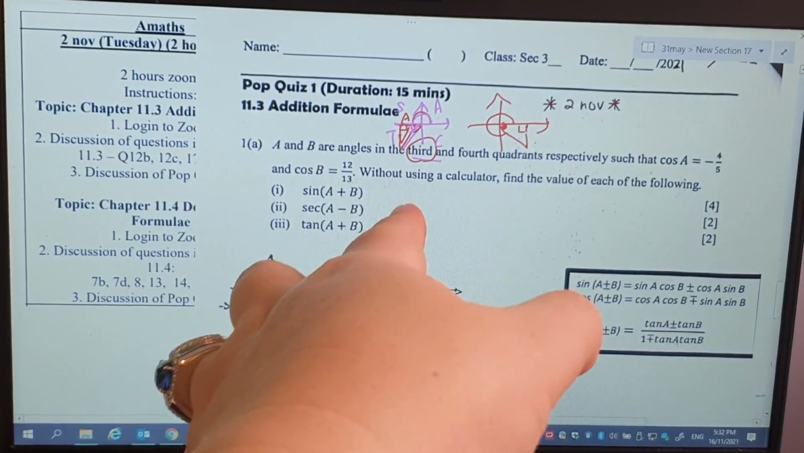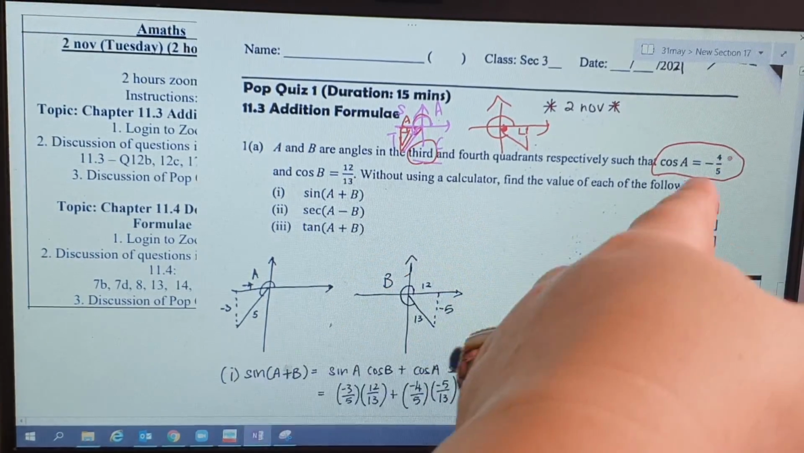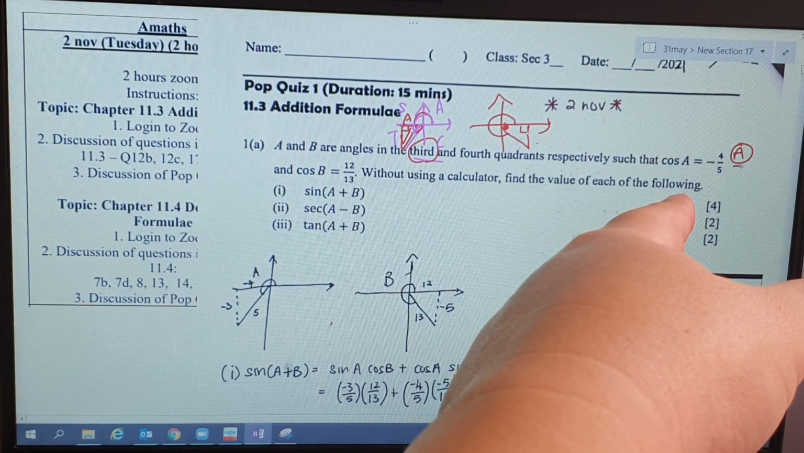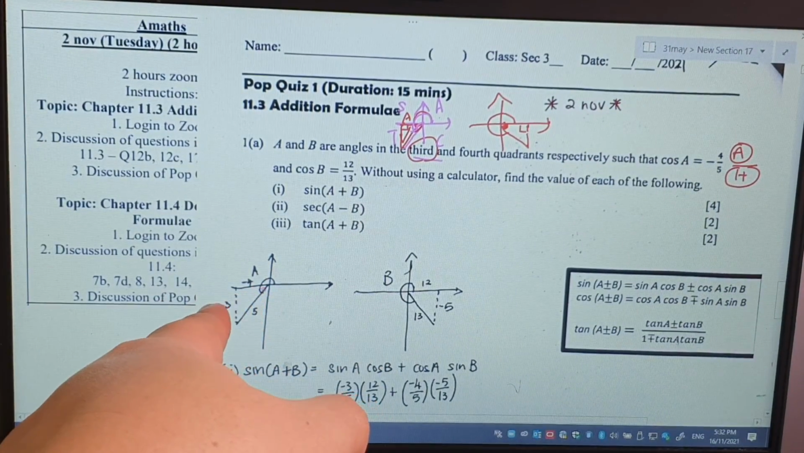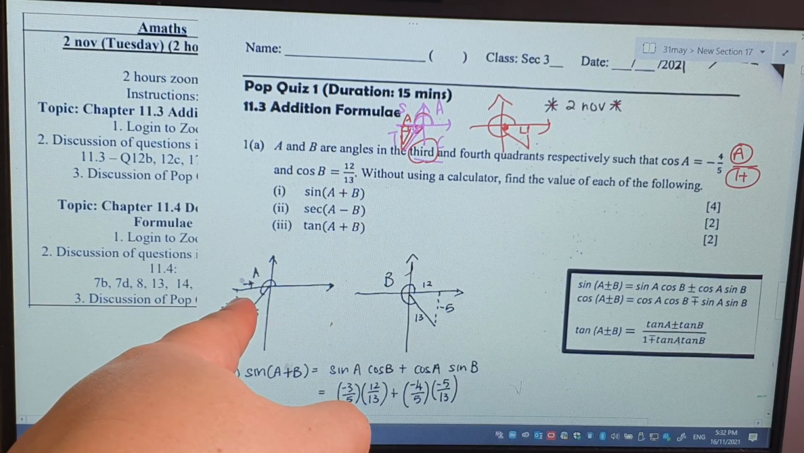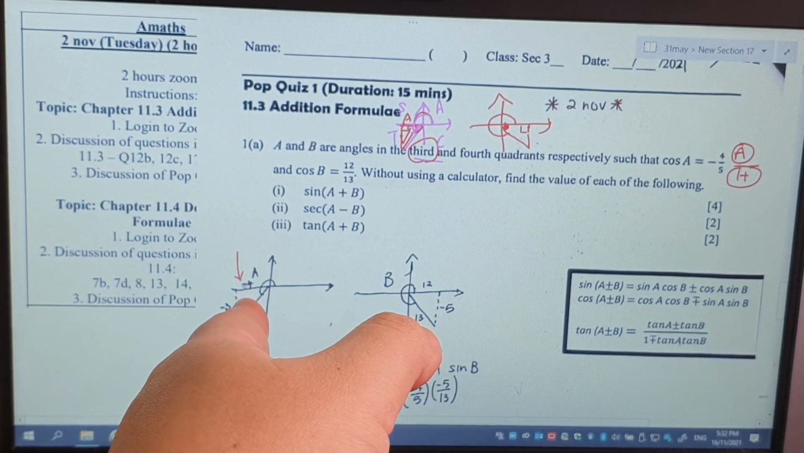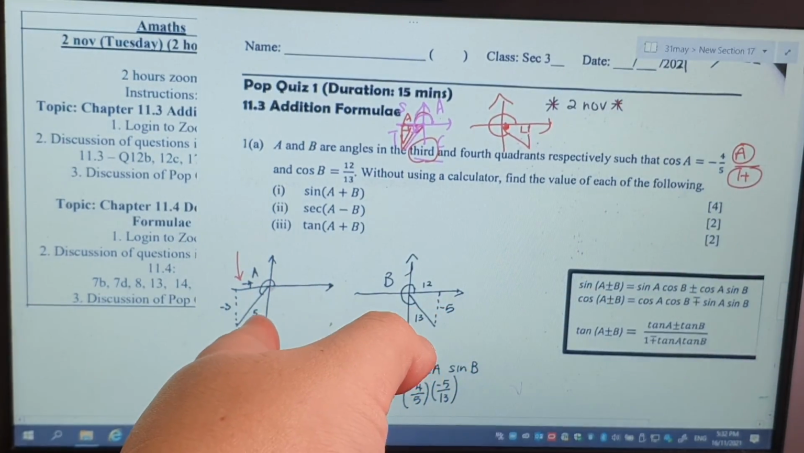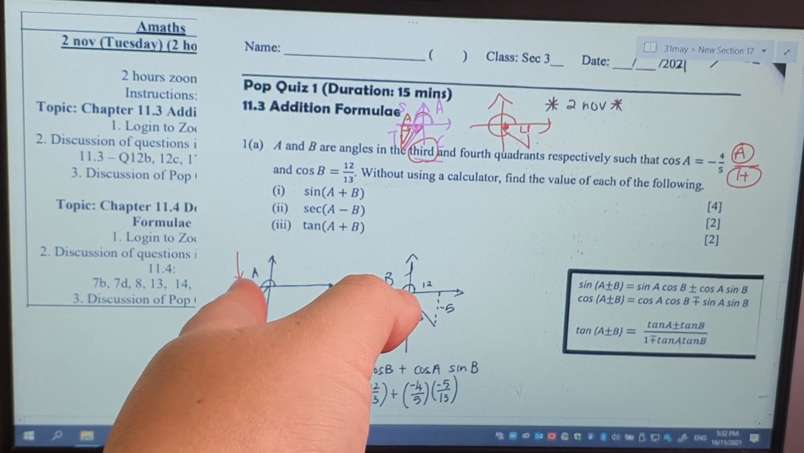Cosine A, you're told, is -4/5. Now cosine is adjacent over hypotenuse. So the adjacent is here. And why do I label it negative? Because it's on the left hand side. This is your positive x, negative x. So there's a negative here. Your hypotenuse is this length here, and the hypotenuse is always positive. So I put -4/5 here.